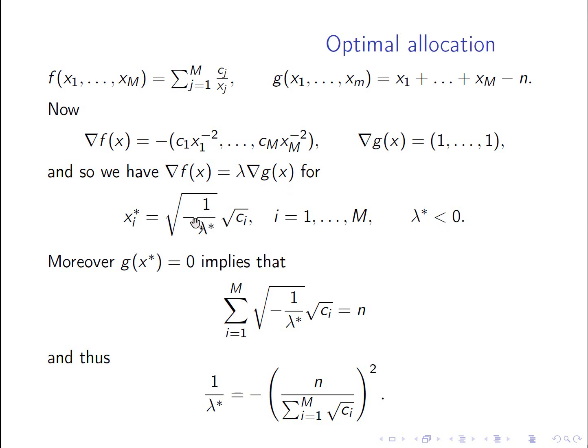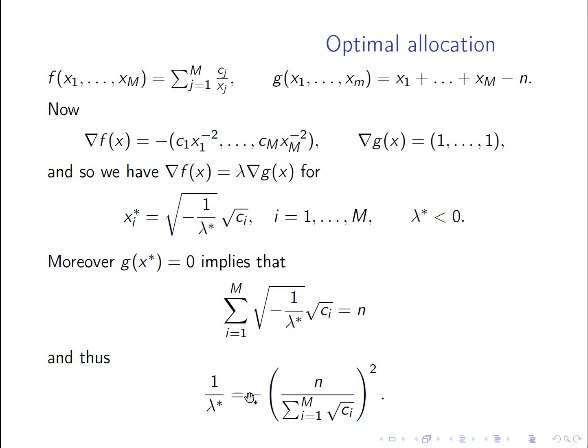Okay, that's the condition for the xi's. Well, but we still have our restriction that x star has to fulfill g of x star equals 0. And how can this be done? Well, we still haven't chosen our lambda star. And this condition g of x star equals 0 now gives that the sum over all the xi stars has to be equal to n. That's our boundary condition. Okay, and rewriting this in terms of 1 over lambda star, we get this expression for 1 over lambda star.